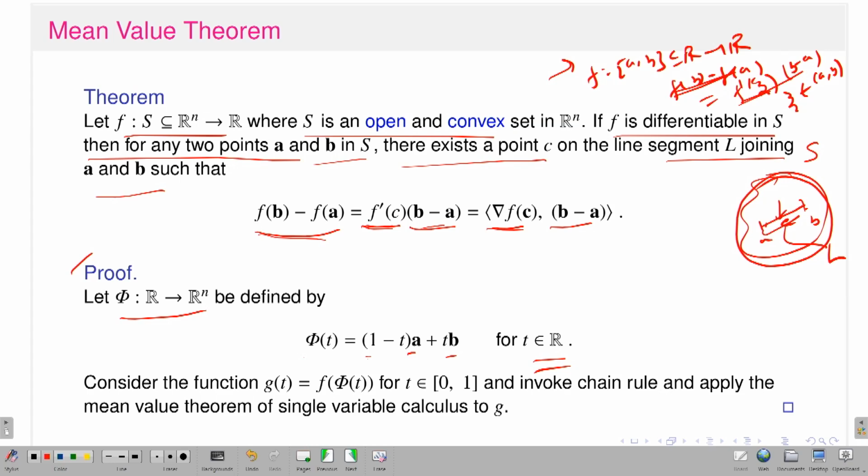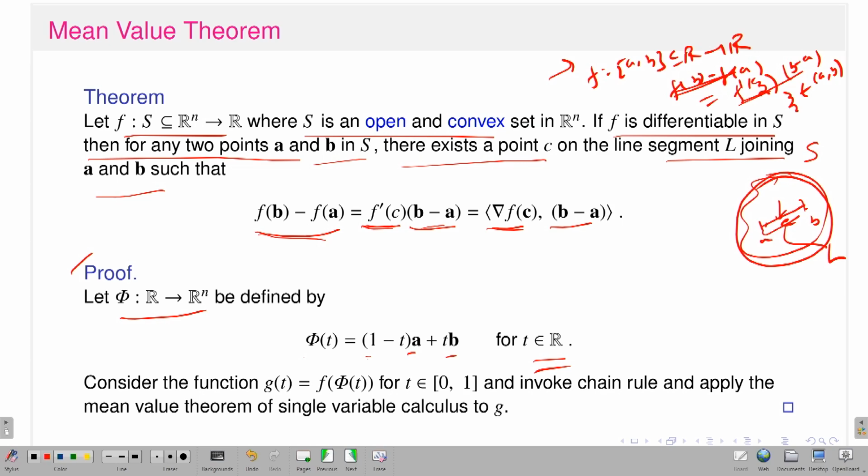And this function is a function from R to Rn, and this function is very nice. I want to talk about the fact that it is differentiable. You can see it easily, because you can write it in terms of component functions. Each of the component functions is a function of t, a polynomial in t. That means this function is differentiable. Is that clear? So it is very easy.